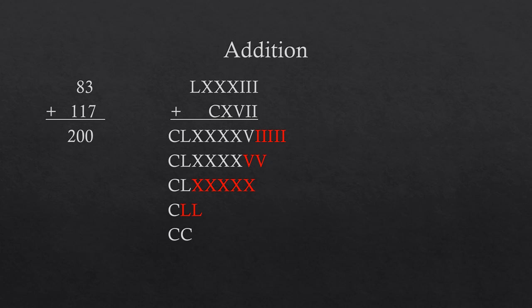CLXXXXVIIIIIII. But we can simplify that all the way down to CC simply by combining numerals. Our 5 I's can become another V, our 2 V's another X, our 5 X's another L, and our 2 L's another C.